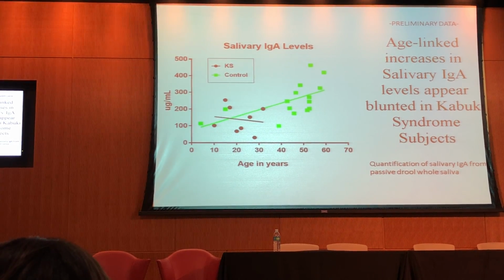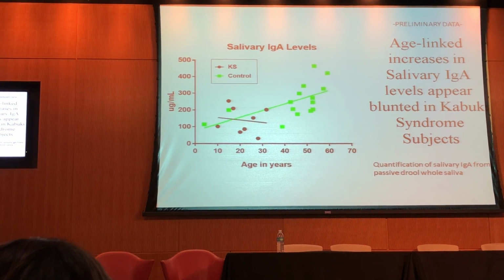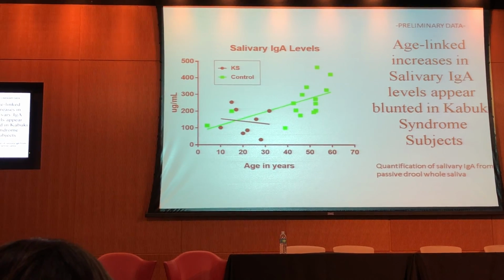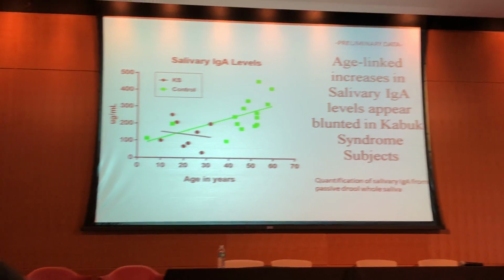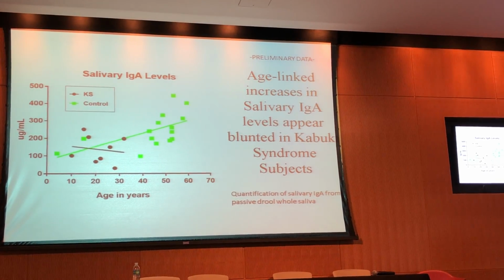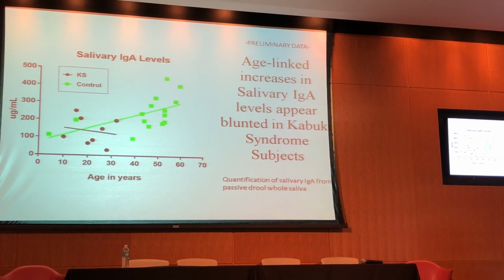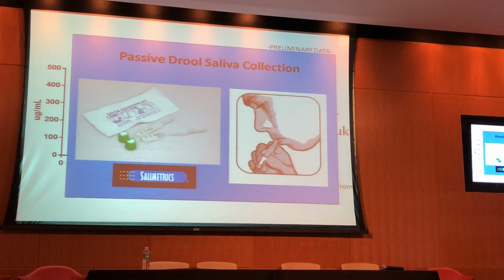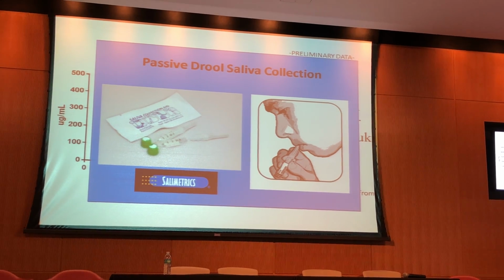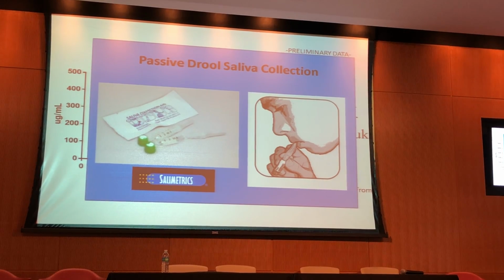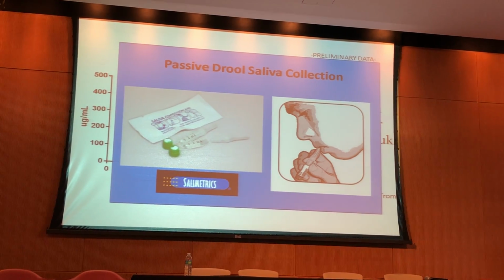Is it not only in the blood that the IgA level is low, but also in the mucosal tissues and the saliva? Our preliminary data shows that in comparison to the control subjects, which are represented in green, the Kabuki patients don't seem to expand the amount of IgA in their saliva with age like their normal colleagues would, or people who don't have Kabuki syndrome would. And so we're in the process of continuing that study to try to validate that as a biomarker and a potential thing we could monitor during a therapeutic trial to see if IgA goes up in the saliva when people are on certain experimental therapies that might be helpful in Kabuki syndrome.